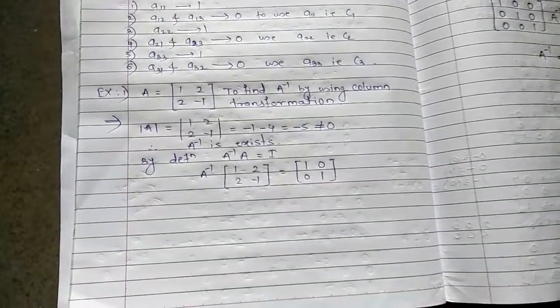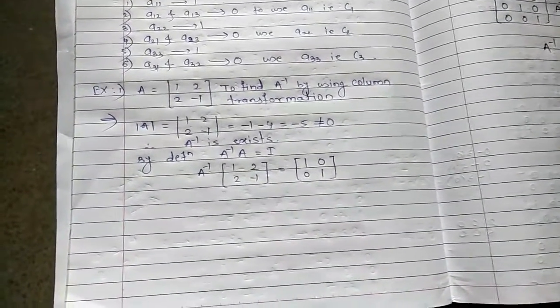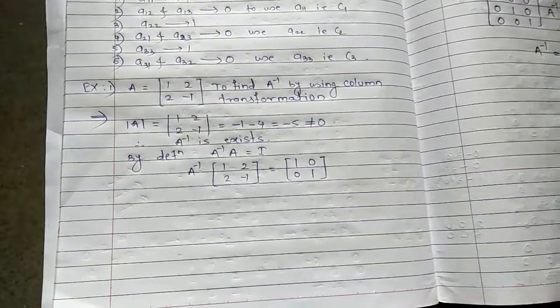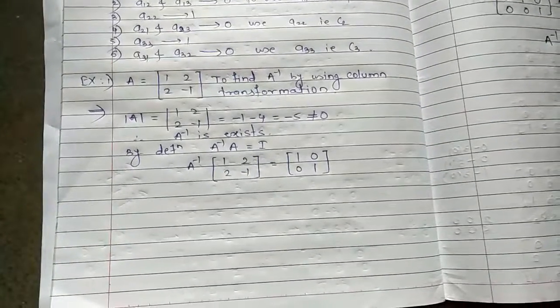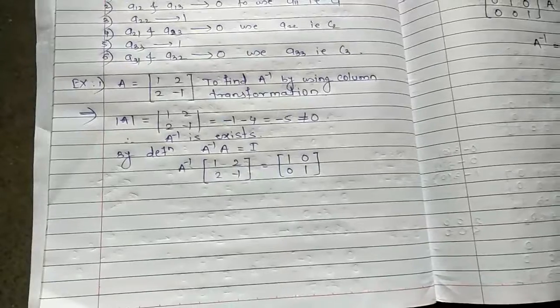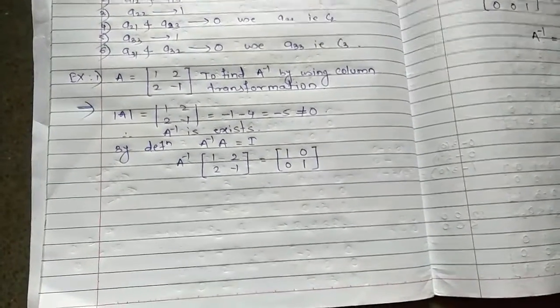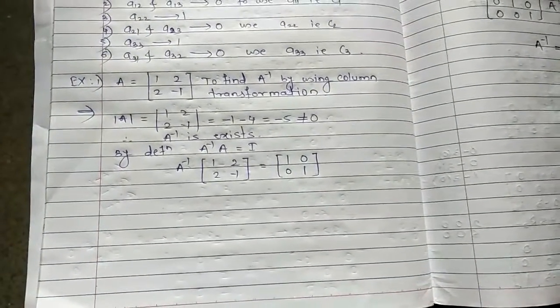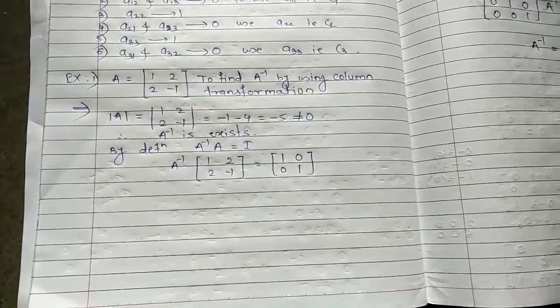So then we have to start the example. Let us consider a matrix A, a 2 cross 2 matrix. We have to find the inverse of that matrix by using column transformation. First of all, we have to check whether it is invertible or not. So we define the determinant of A. The determinant of A is -5, which is not equal to 0. Therefore, A inverse exists.